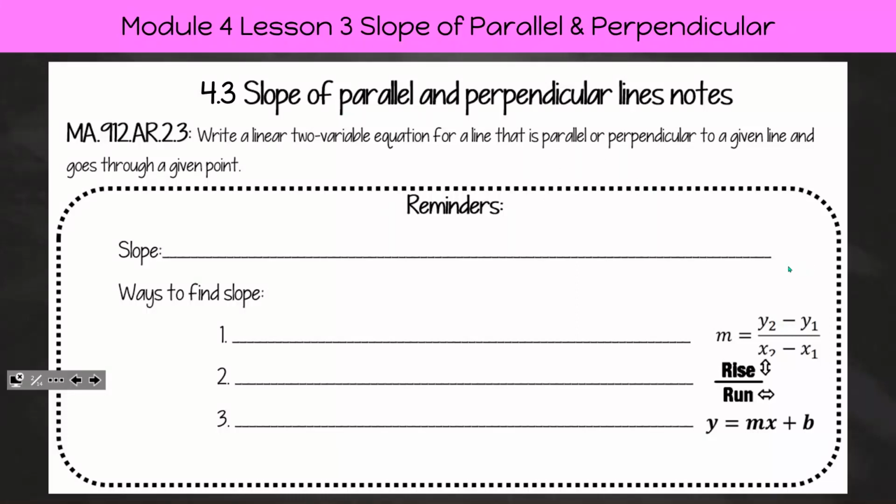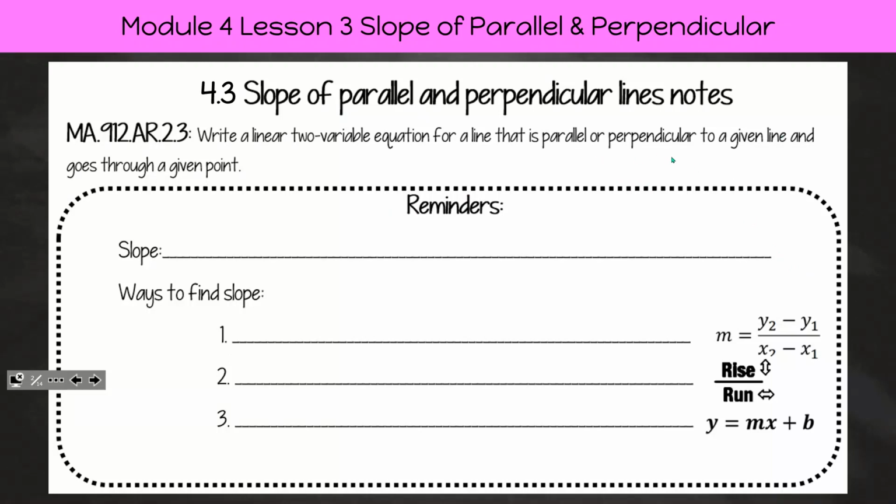All right, so in this video, we're going to talk about module 4, lesson 3, which is slope of parallel and perpendicular lines. This benchmark is write a linear two-variable equation for a line that is parallel or perpendicular to a given line and goes straight through a given point.